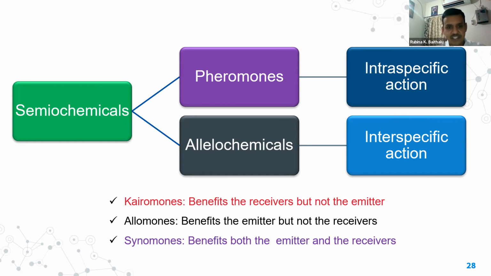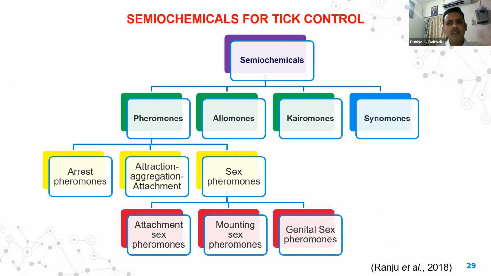These are being used as bait for control of the ticks. So these semiochemicals are again pheromones, allomones, kairomones, and synomones. Again, these pheromones are of types: arrestment pheromones, attraction, aggregation, attachment pheromones, and sex pheromones. Sex pheromones are again 3 types. These pheromones are secreted by the male or the female for attracting the counterpart. So this can be used as a bait for the control of the tick population. This is the major research, and people in the South are trying a lot and have also got very good success. So in the near future, we hope products based on these semiochemicals will come to the market.